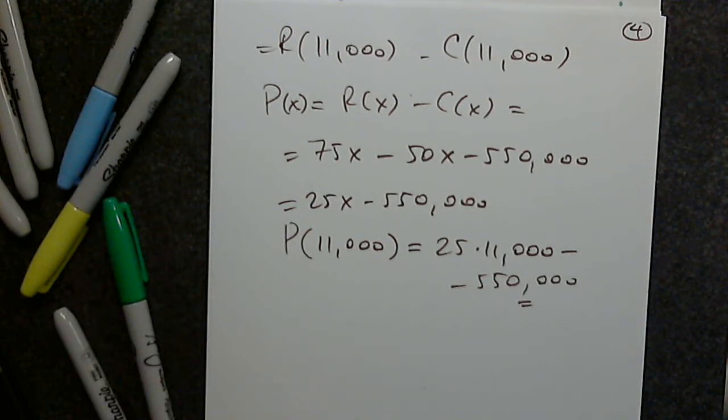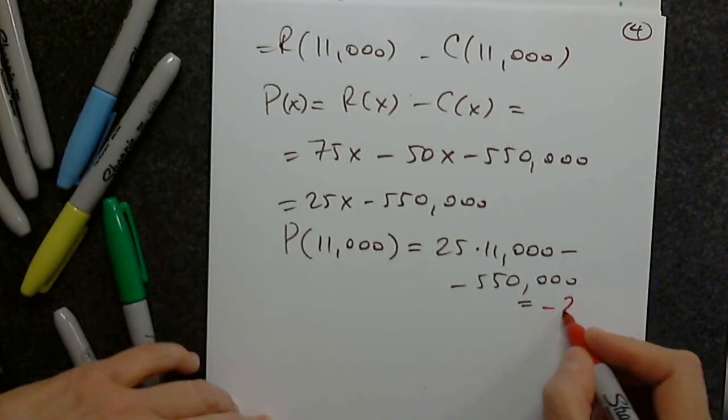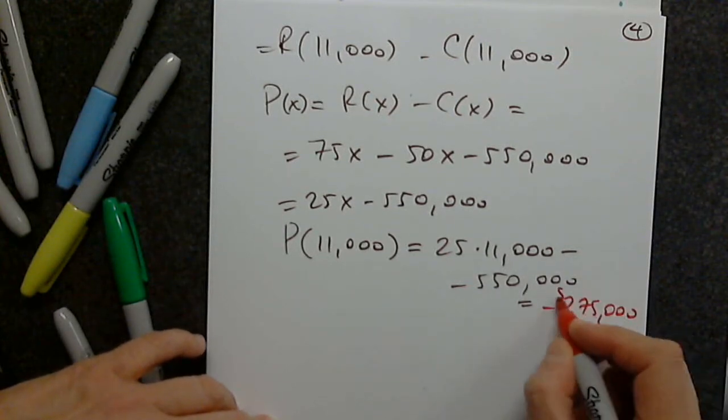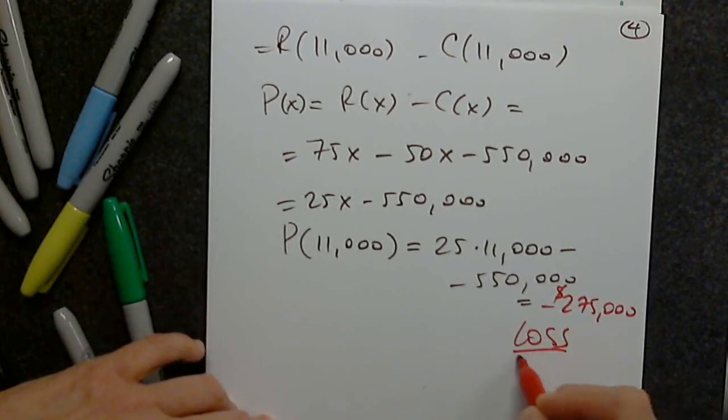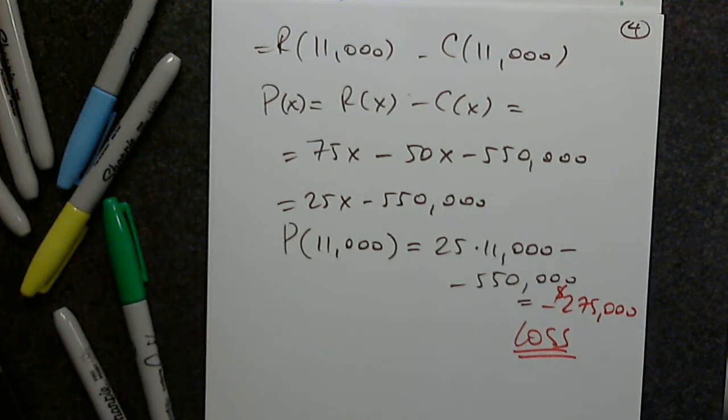So when I calculate this, what is it? What is 25 times 11,000 minus 550,000? So negative 275,000. What does negative 275,000 mean? A loss. They're losing money.